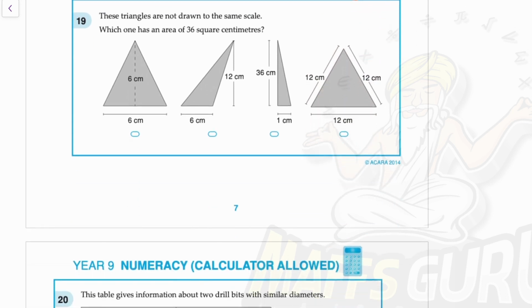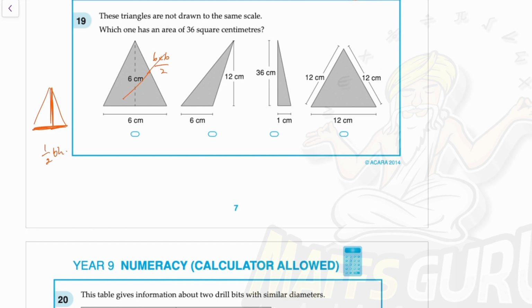Which of these has an area of 36 centimeters? Well, if you remember, the area of a triangle is a half base times height. So whatever my base is and my perpendicular height, multiply those two together and divide by 2. Well, 6 sixes are 36. So this one here will be 6 times 6, which is 36. But when you divide it by 2, you're not going to get 36. So it's not this one here.